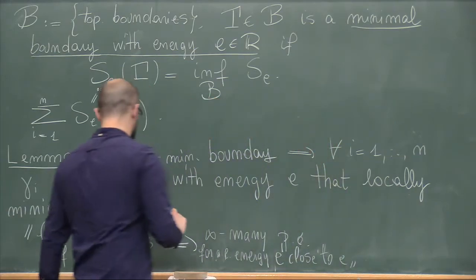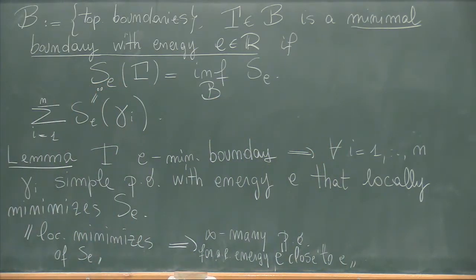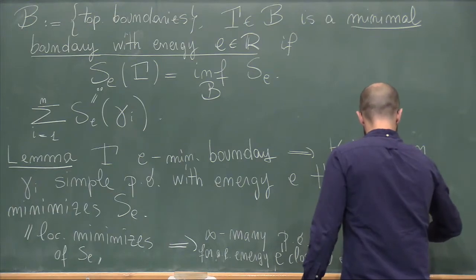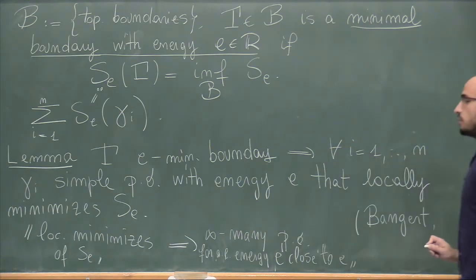Now I should mention a couple of people who contributed to that. The first contribution is due to Bangert in the 80s, and what he proved was a result for closed geodesics. Basically, Bangert proved that on S^2, if you have a local minimizer of the energy functional, then you have infinitely many closed geodesics. This idea was put further by Abbondandolo, Macarini, Mazzucchelli, and Paternain, who proved this result for magnetic Lagrangians.